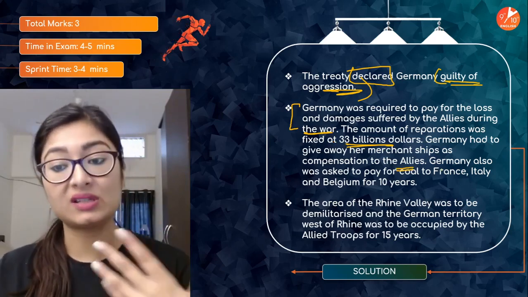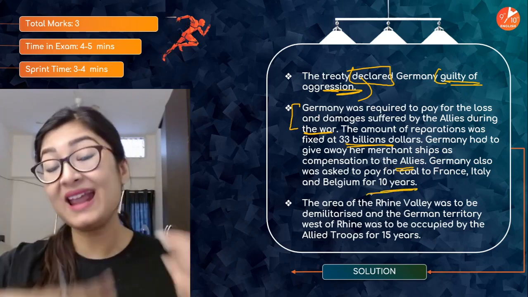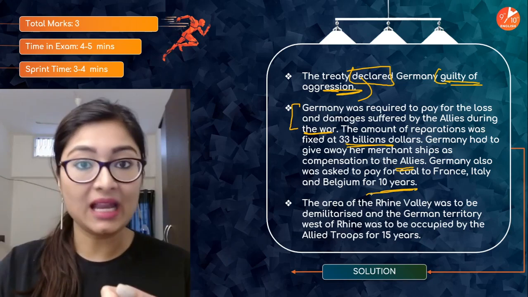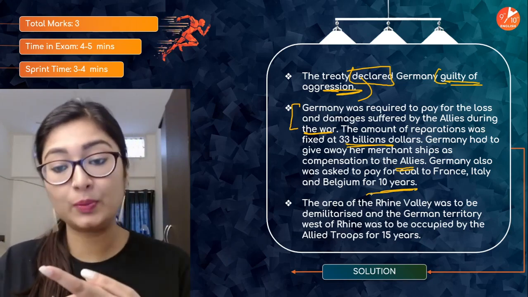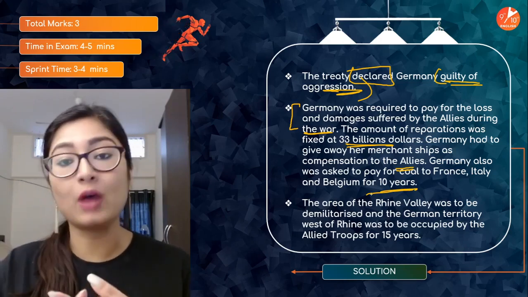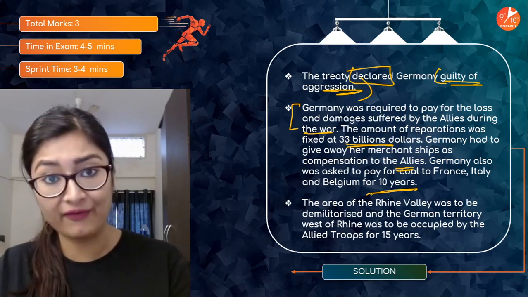So these were the conditions, right? Germany also was asked to pay for coal to France, Italy and Belgium for the next 10 years. So they're not gaining any profit. They have probably lost whatever money they had in their reserves. For the next years, whatever profit is going to come, they have to keep paying it back to the Allied powers which have won over them.